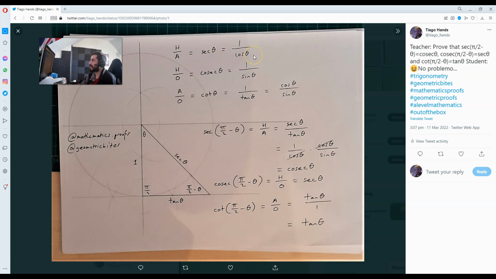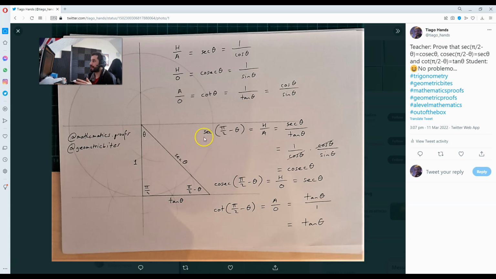To prove this, you need to know that hypotenuse over adjacent is sec θ, which is 1 over cos θ. Hypotenuse over the opposite is cosec θ, which is equal to 1 over sin θ, and adjacent over opposite is cot θ, which is equal to 1 over tan θ, which is equal to cos θ over sin θ. And what we're going to be doing is proving this with a geometric image.